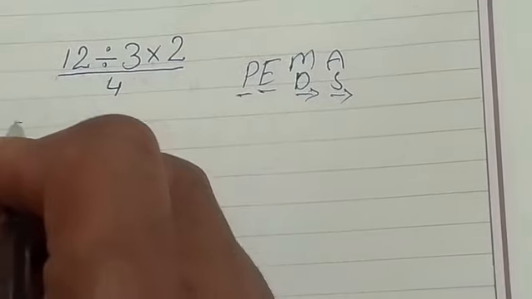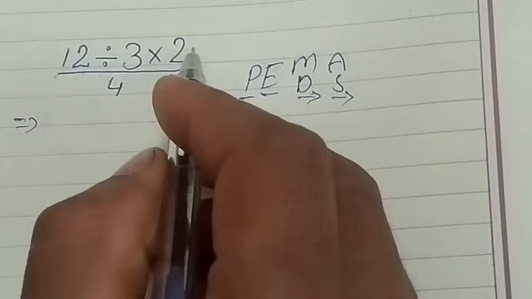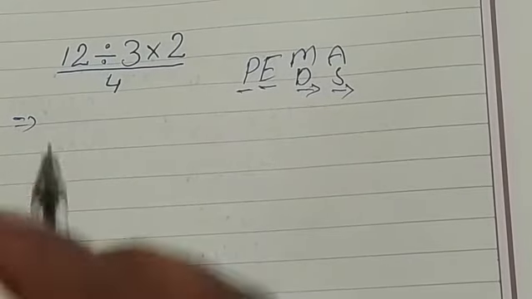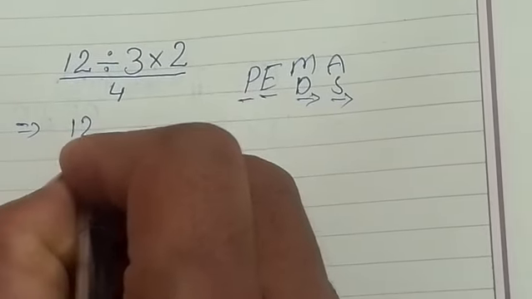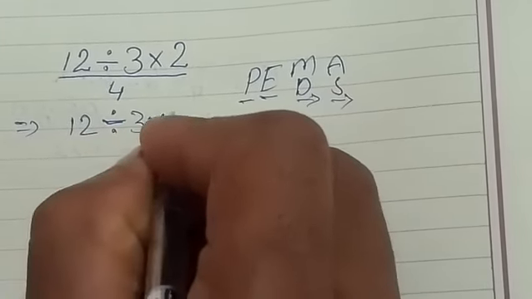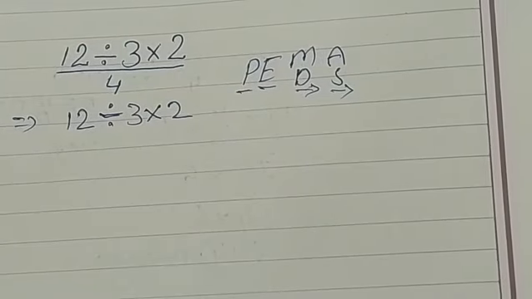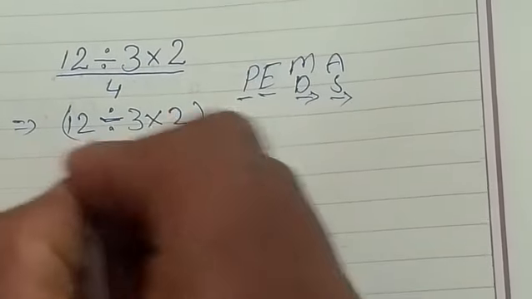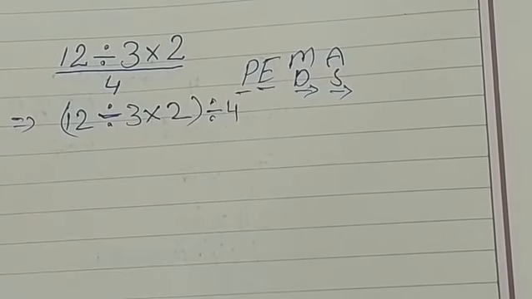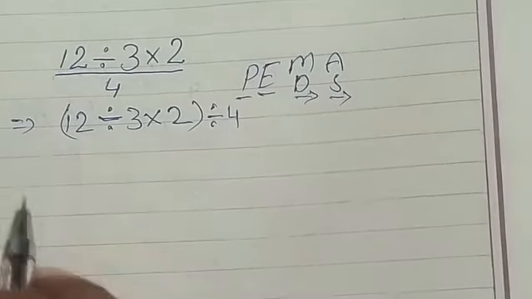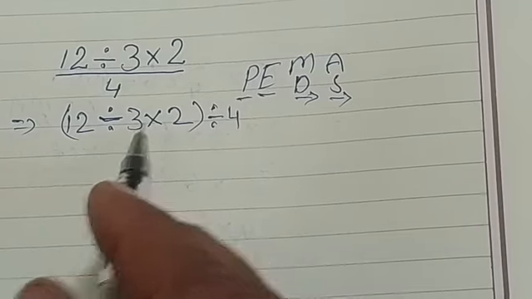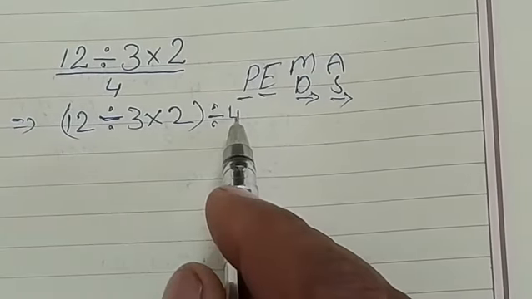Now we have one numerator and one denominator. So first we solve the numerator. The numerator is 12 divided by 3 multiplied by 2, and the denominator is 4. So first we solve the numerator, then we solve the denominator. The numerator is 12 divided by 3 multiplied by 2, and the denominator is 4.